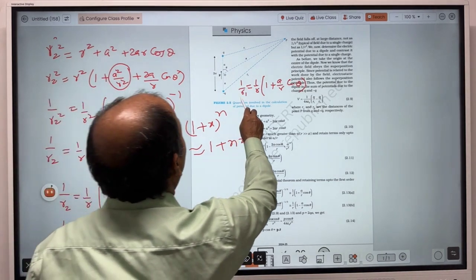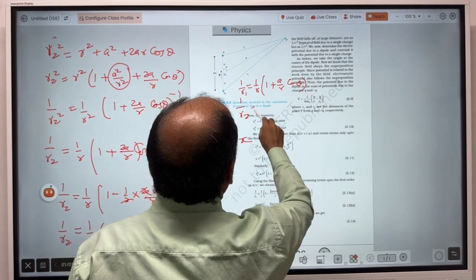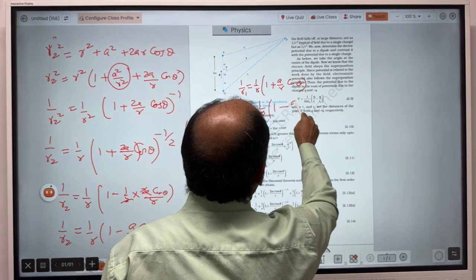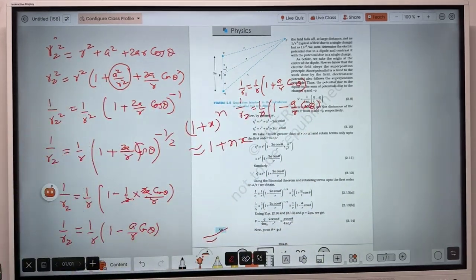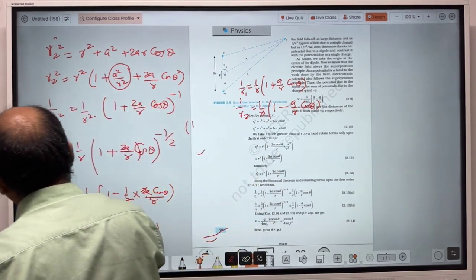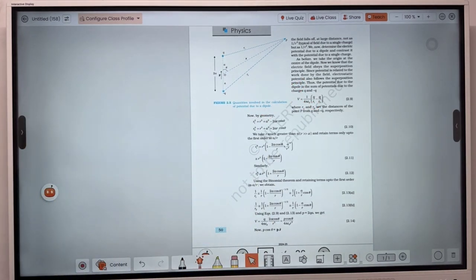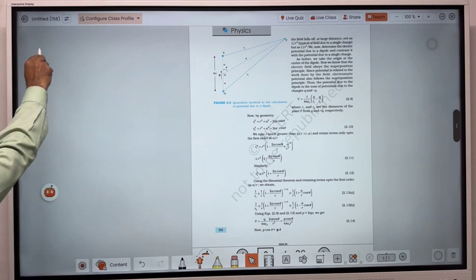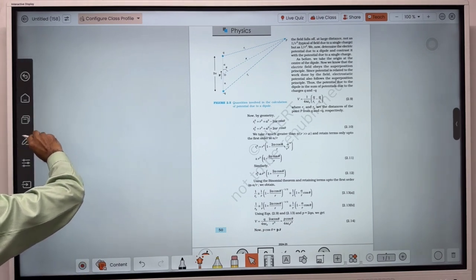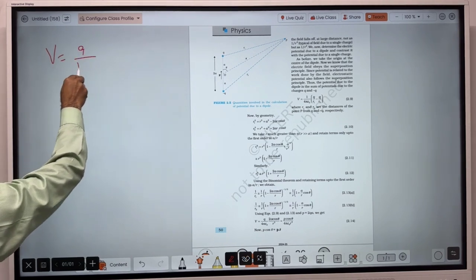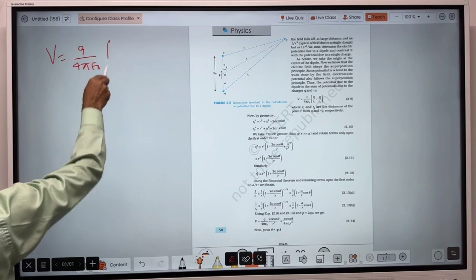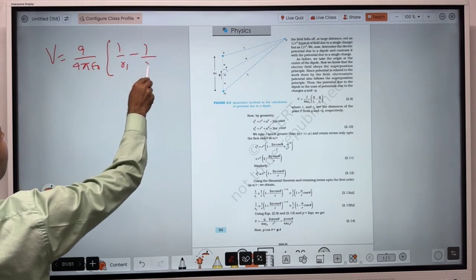Here we can write 1 upon r2 equal to 1 upon r times 1 minus a upon r cos theta. So the only difference is the negative sign. So we have got the values of 1 upon r1 and 1 upon r2. Our main purpose was to evaluate the values of 1 upon r1 and 1 upon r2, because potential V is given by the relation q upon 4 pi epsilon naught times 1 upon r1 minus 1 upon r2.